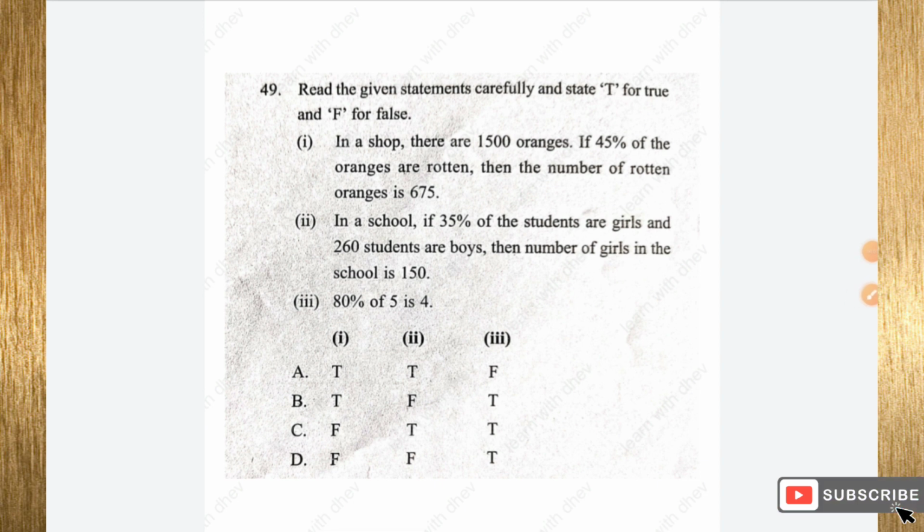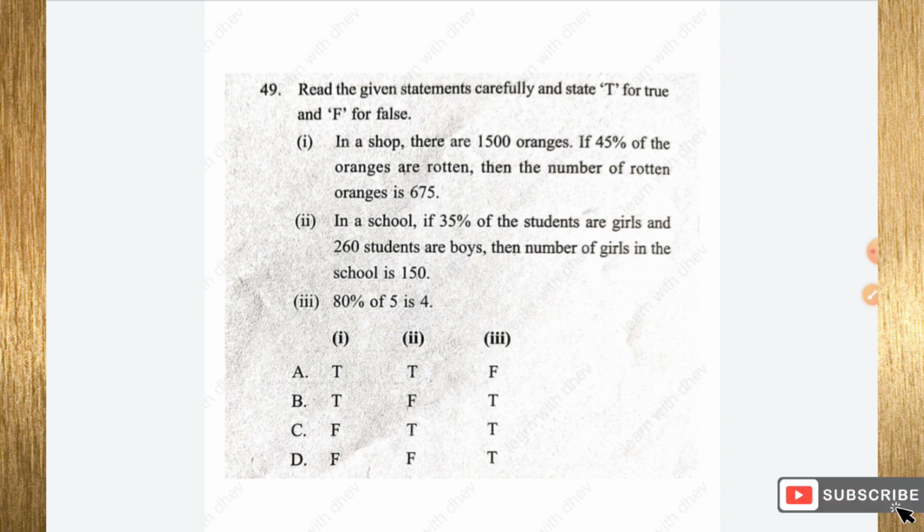Question number 49, read the given statement carefully and state T for true and F for false. See here, in this again we have 3 subdivisions. Just read the question carefully and see which one is very easy to answer, and choose that one. The first statement is, in a shop there are 1500 oranges. If 45% of the oranges are rotten, then the number of rotten oranges is 675. In a school, if 35% of the students are girls and 260 students are boys, then the number of girls in the school is 150. Then the third one is, 80% of 5 is 4.